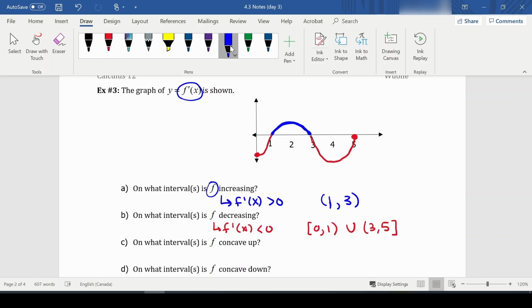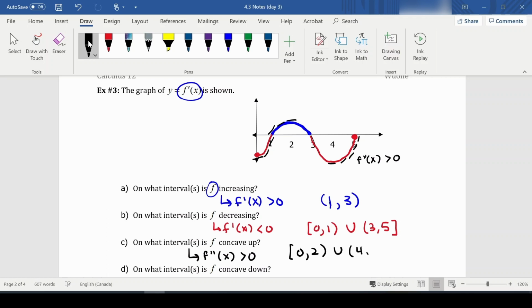Where are we concave up? We're going to be concave up if f double prime is greater than 0. So we need to take a look here and say, okay, if I were to draw tangent lines to f prime, tangent lines to f prime would be my f double prime. And where could I draw tangent lines here that would have positive slopes, making f double prime positive? Well, all these places here, if I were to draw tangent lines, these would all have positive slopes. So this would be from 0 to 2 and from 4 to 5.